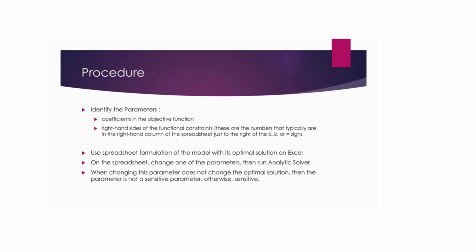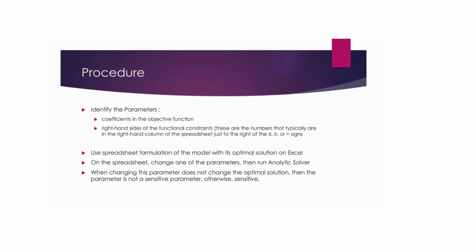They are located in the middle part of the spreadsheet, and these functional constraints are in terms of the hours available. So they are located on the right side of the inequality signs. Then you use a spreadsheet formulation of the model with already its optimal solution on Excel. And on the spreadsheet, just change one of the parameters, then run Analytic Solver.